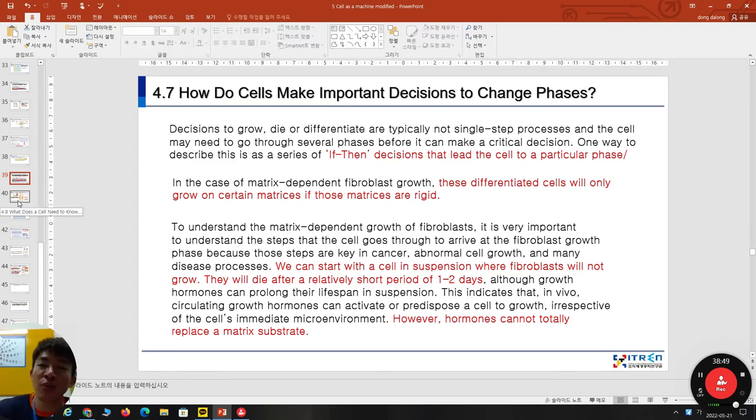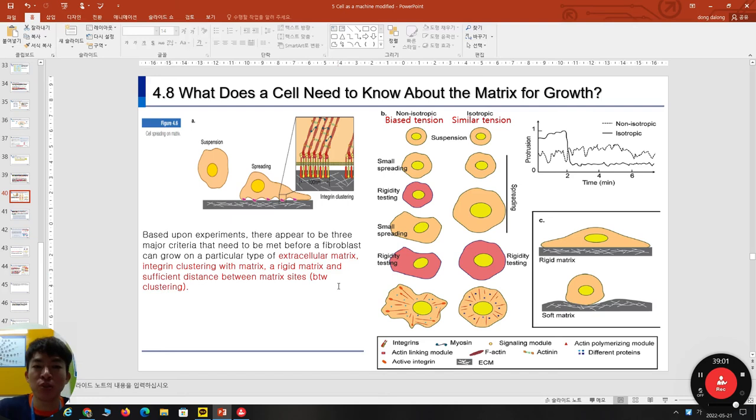But most of the cells we are working with are ECM dependent cell types, so we can highlight our matrix importance. Okay, what does the cell need to know about the matrix for growth? Based on experiment, there appear to be three major criteria that need to be met before a fibroblast can grow on a particular type of extracellular matrix: integrin clustering, rigid matrix, and sufficient distance between the matrix sites, between clustering. Okay? So let's say fibroblast in suspension, they will die after 2 days.